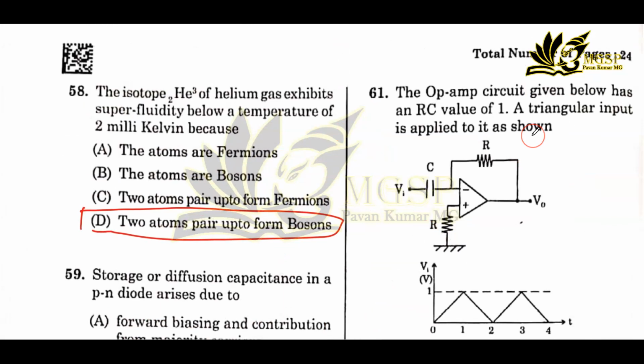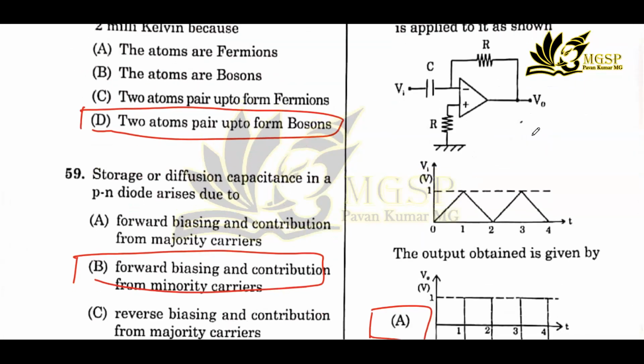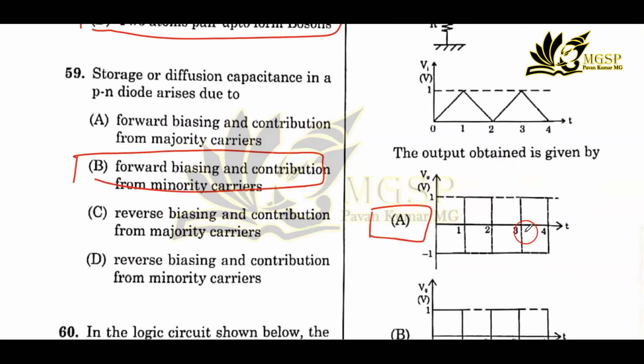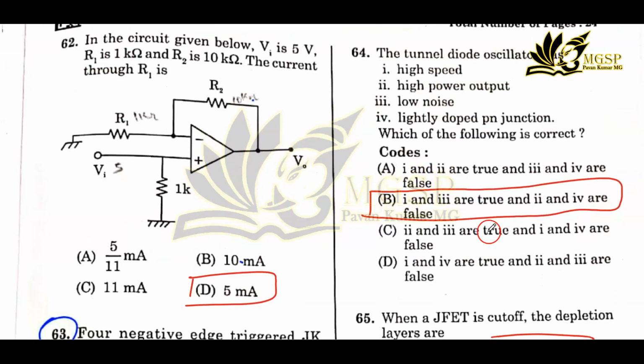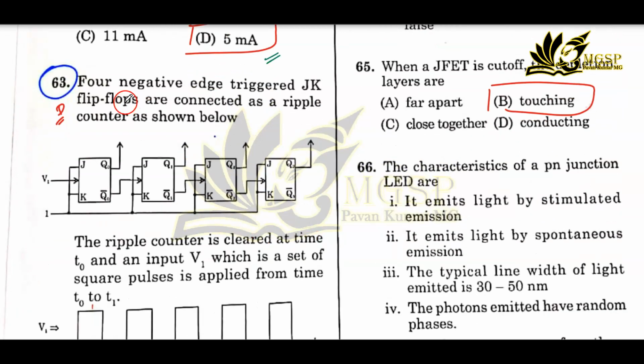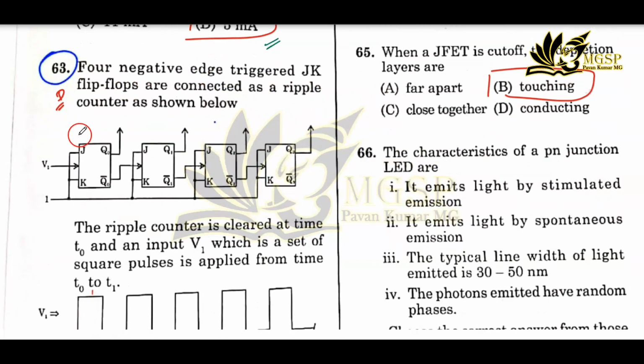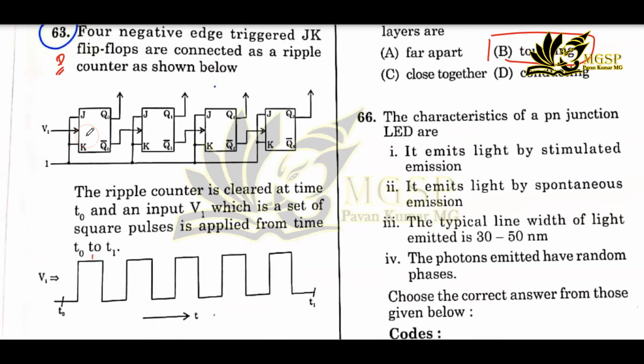Next, coming to the op-amp circuit given below with an RC value and triangular input. So obviously we'll get the output as this one. Next, coming to the I-V-L, this was a related op-amp question. We got the current through R1 as 5 amps. Next, coming to the negative edge trigger. This one also I have some doubt.